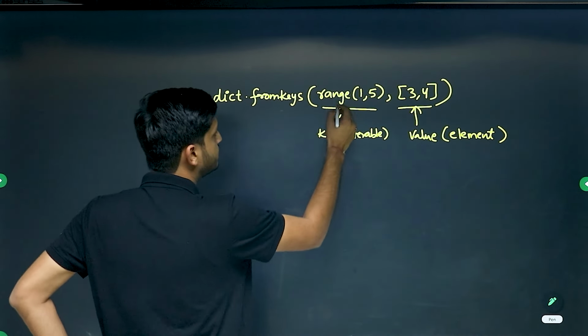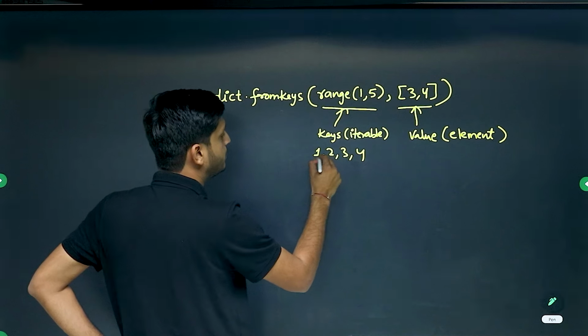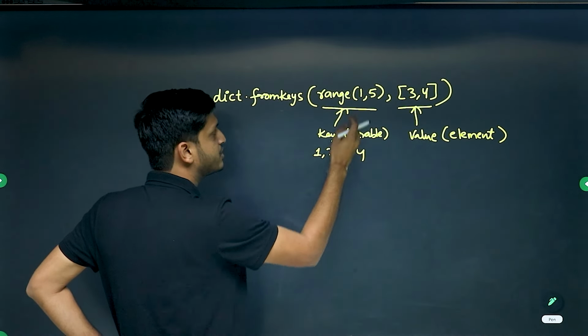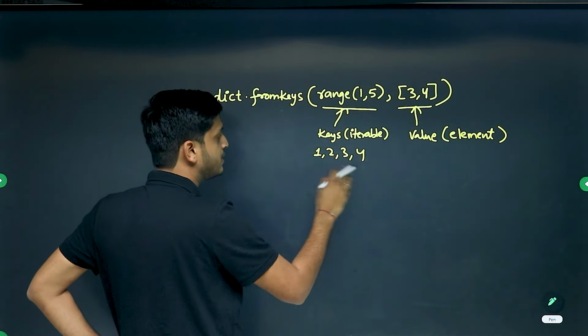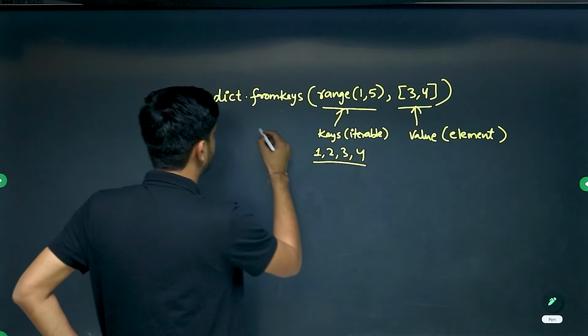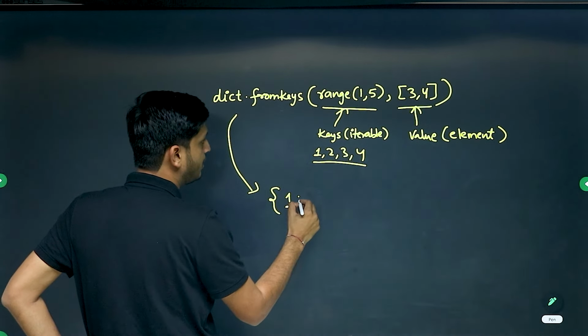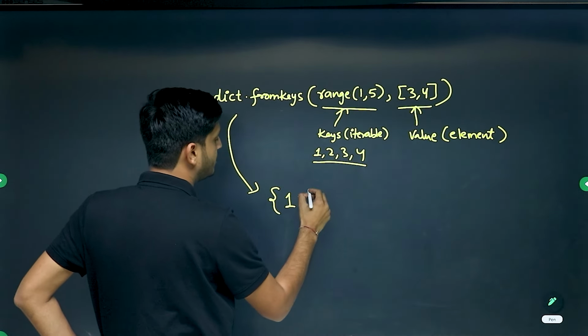So this element will be assigned as the value for every key. What are the values this iterable takes? 1, 2, 3 and 4. We know that, right? Because the starting point is 1, the stopping point is 5, which is exclusive, so we'll stop at 4. Step size is 1. So these are the values it will take one by one: 1, 2, 3 and 4. So here it will create a dictionary in which the key is 1 and the value is the list containing 3, 4.